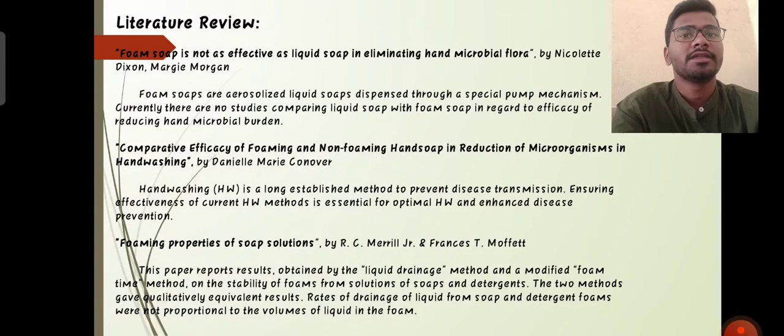Then the literature review. Foam soap is as effective as liquid soap in eliminating hand microbial flora. Foam soaps are aerosolized liquid soaps dispensed through a special pump mechanism. Then the foaming properties of soap solution.